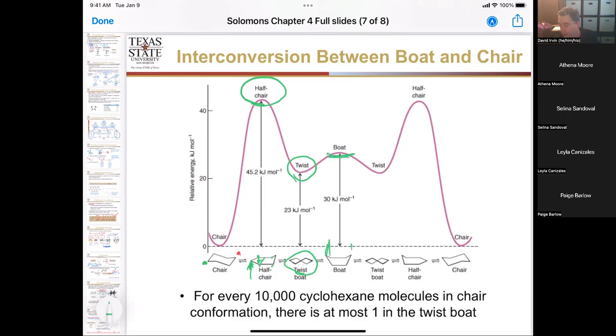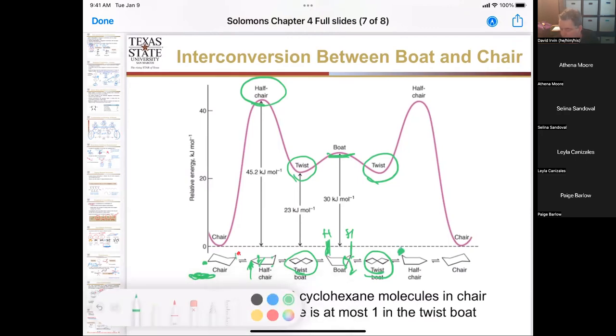Remember, our flagpole hydrogens right here are giving us strain because of the flagpole interaction. Then all we're going to do is rotate this up and rotate this down, and we're going to get to a twist again. And notice both of those twists are the same energy, because all we've done is taken it from one side up to one side down, and so we've rotated it. Now, this is the carbon that was down over here, and this is the carbon that was up.